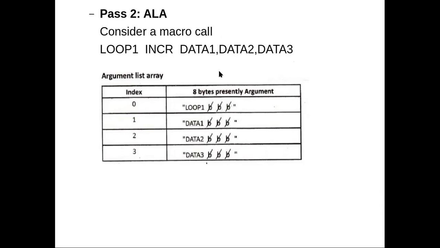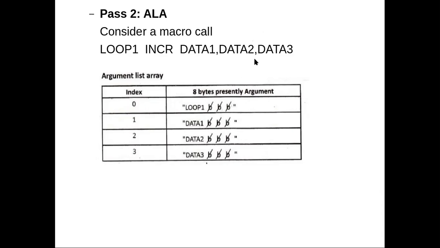Now, what is the real value of these index markers? That we will come to know at the time of the macro call. The real macro argument value you can place in the index marker place. So for index marker 0, the real value will be loop 1, index marker 1 will be data 1, index marker 2 will be data 2, and index marker 3 will be data 3 for this corresponding macro call.